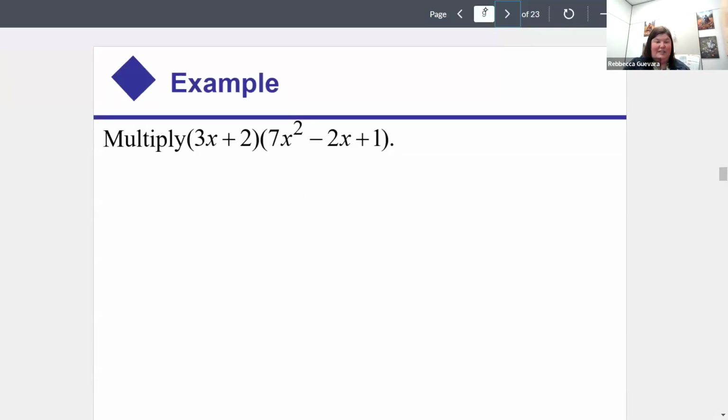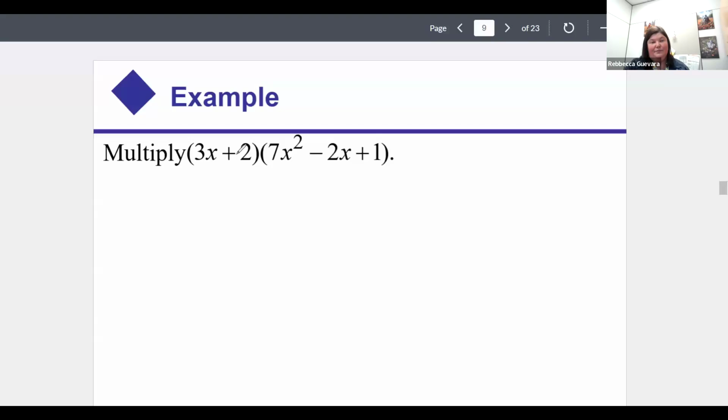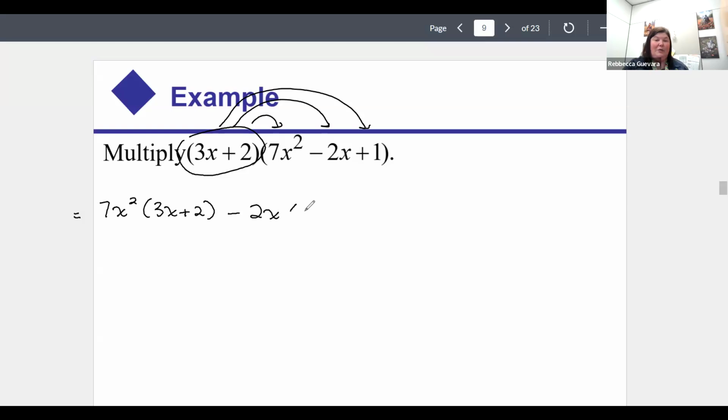So if I have this case here, what I can do is I can take all this and distribute it to each term. So what I can have is 7x squared, but I'm going to multiply that by 3x plus 2. I have that negative 2x, and I'm going to multiply 3x plus 2 to it. Then I have that 1, and I'm going to multiply 3x plus 2 to that as well. So that was the distributive property used once.